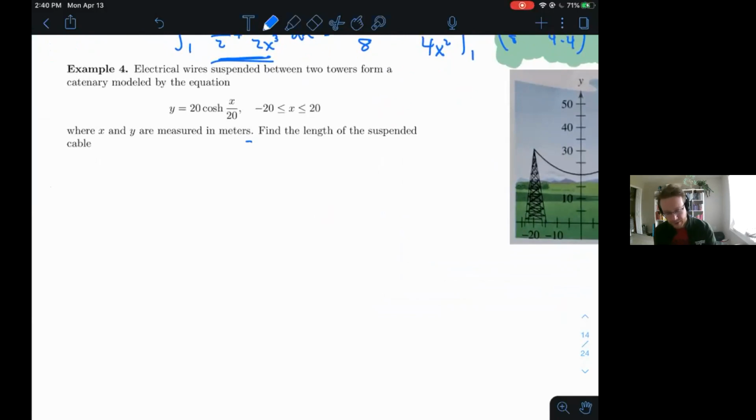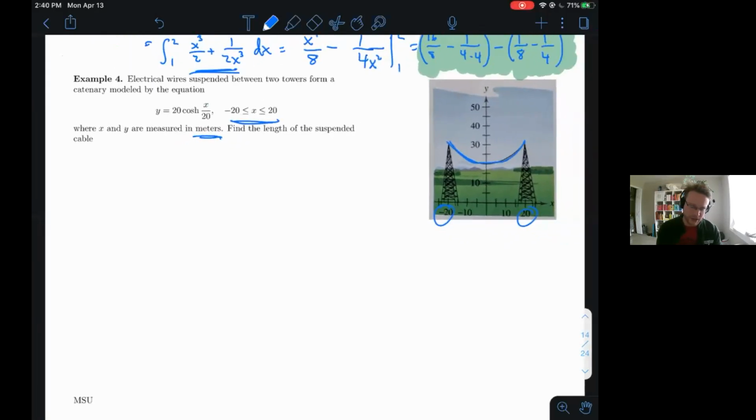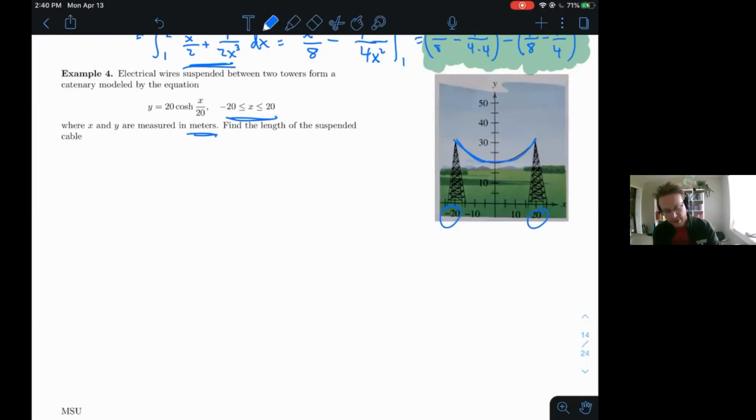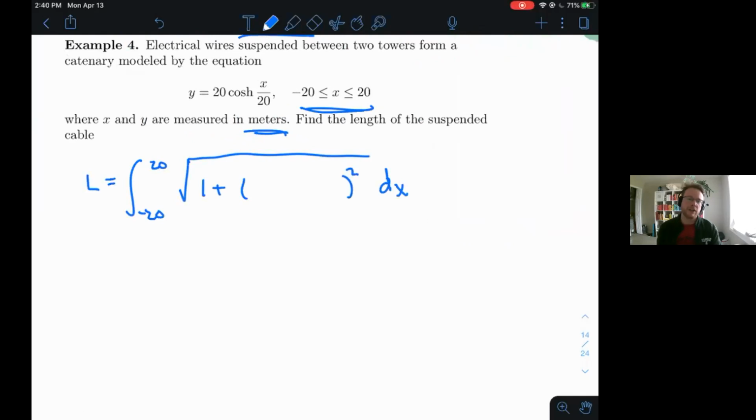So we have this equation, y equals 20 hyperbolic cosine of x over 20. We have these two towers, one at x equals -20, one over here at x equals 20. And we want to know how long this wire is, how long this curve is. That's the exact situation we're studying today, arc length. So we need to do the integral from -20 to 20 of the square root of 1 plus our derivative squared. The function is in terms of x, so we're integrating with respect to x.